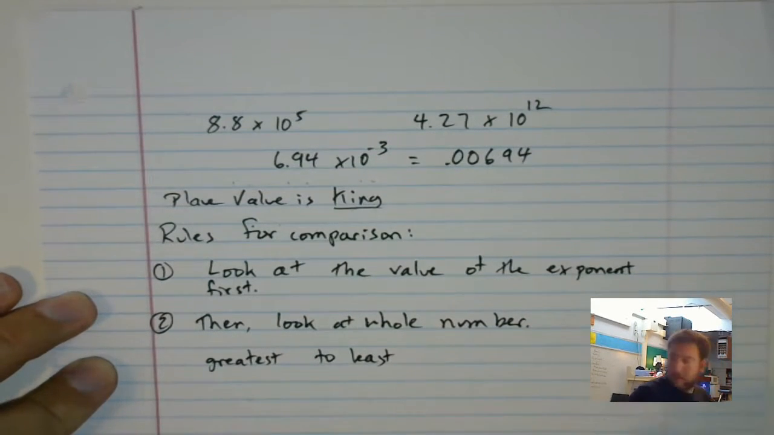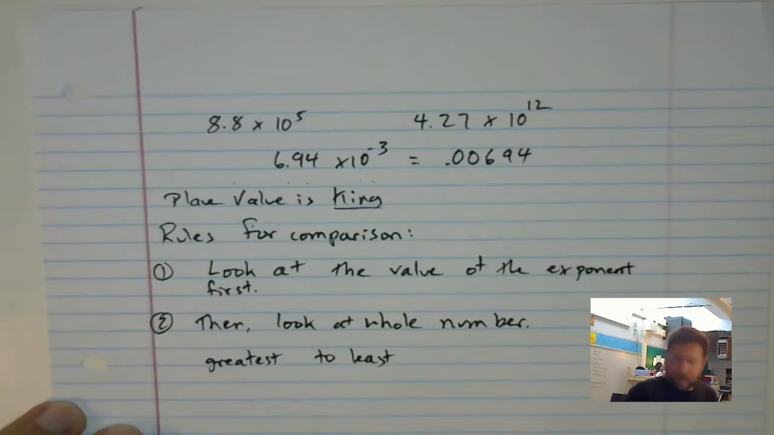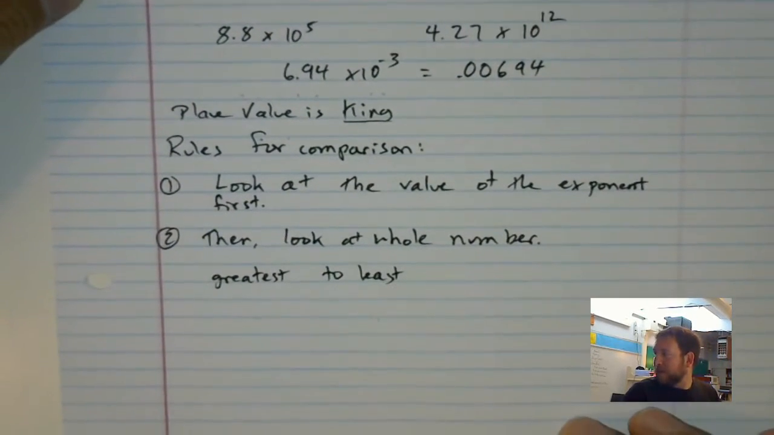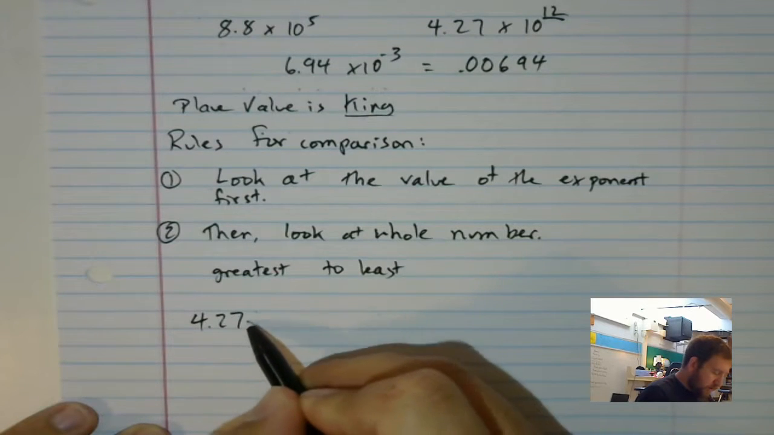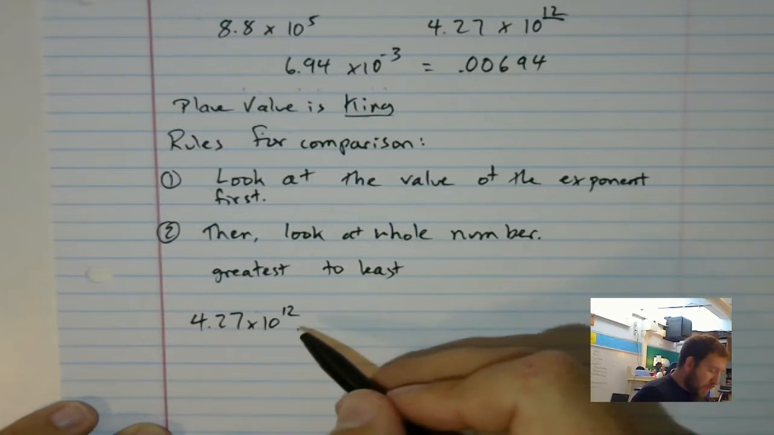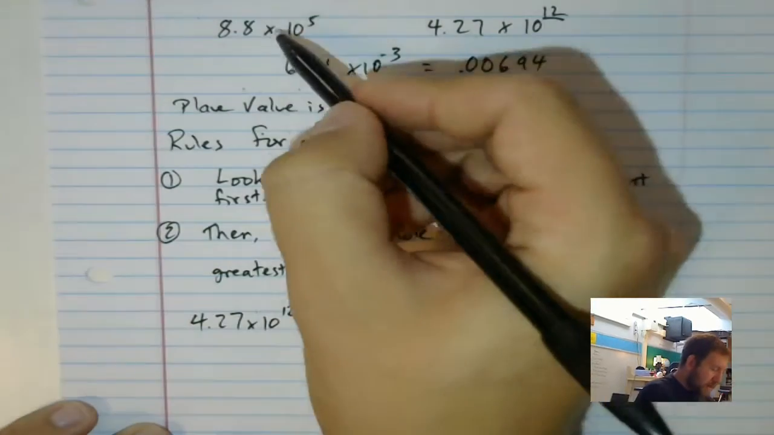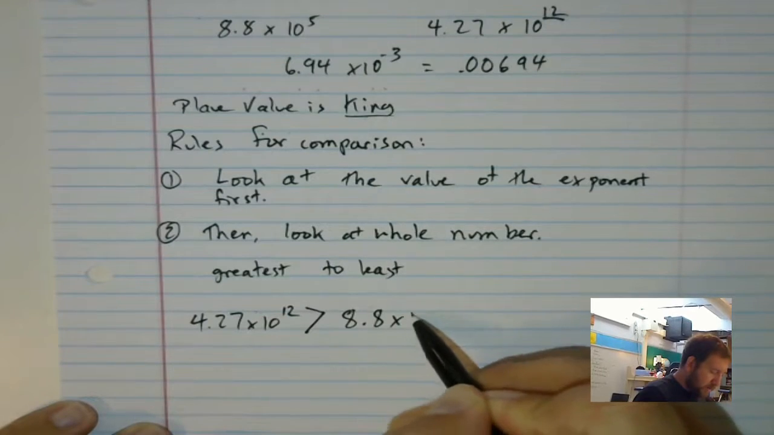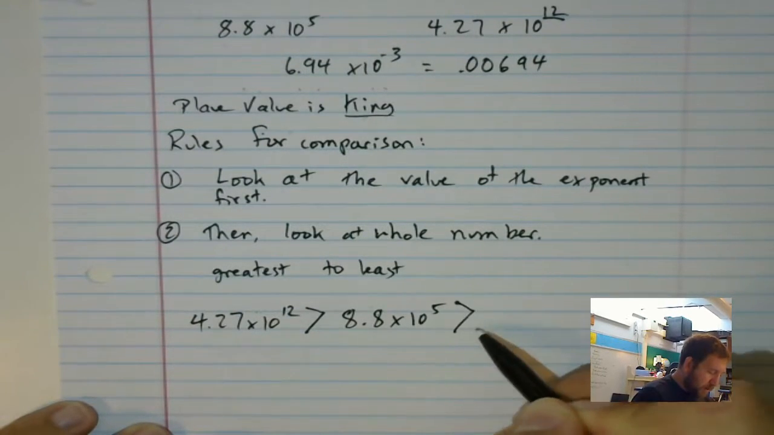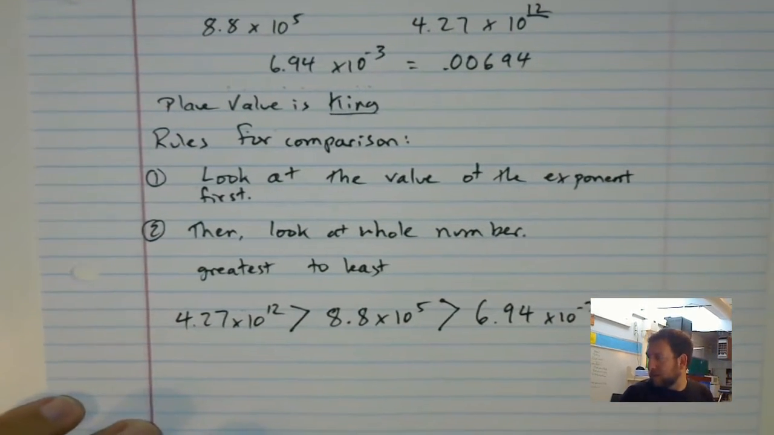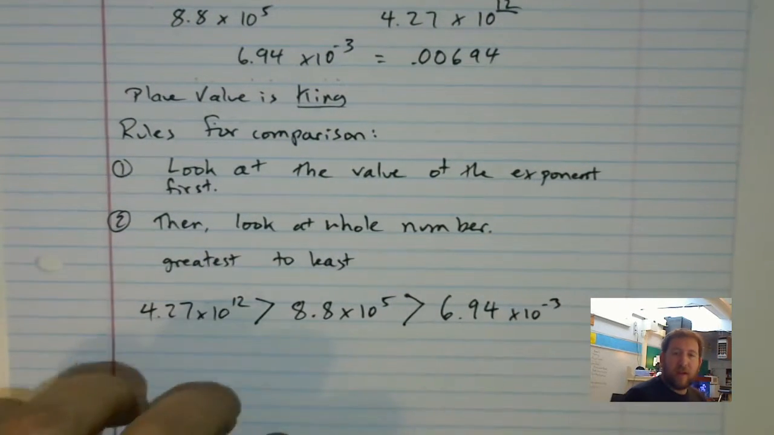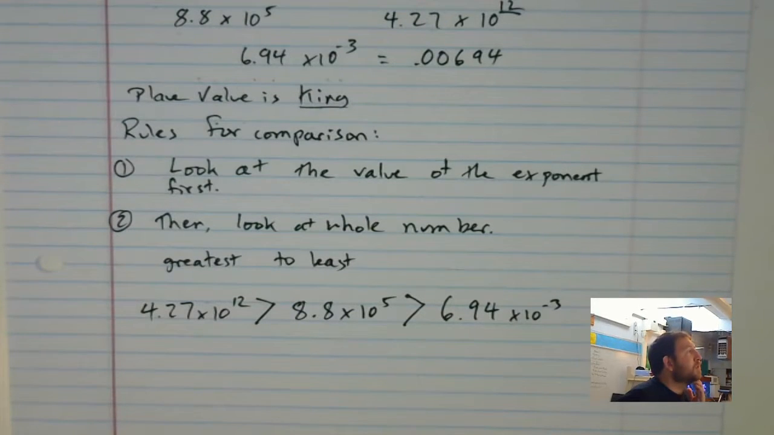So if I was going to sort these up here from greatest to least, my biggest number is clearly the one with 12, so I have 4.27 times 10 to the 12th as my largest. Then, which I can say is greater than my next number, 8.8 times 10 to the 5th, which is greater than my smallest number, 6.94 times 10 to the negative third. So this is how I can sort and compare these numbers. And it's important to use when I'm looking at things that are really small or really big. And then lots of times I can see how much bigger things are.